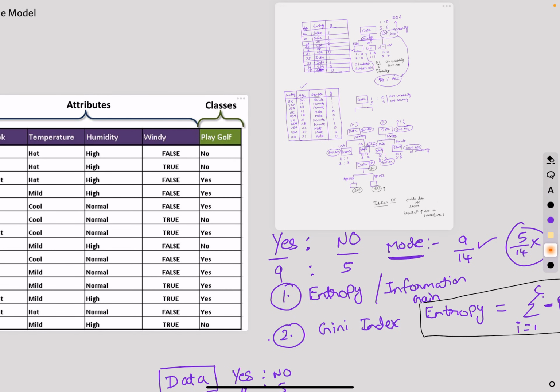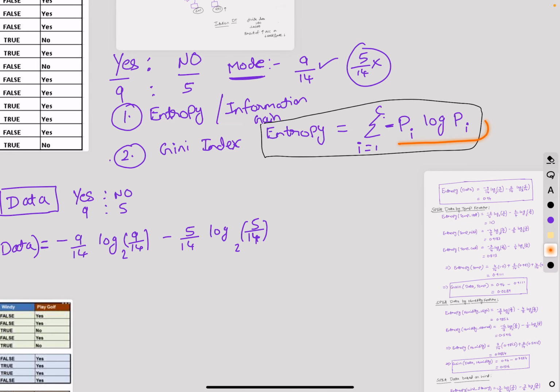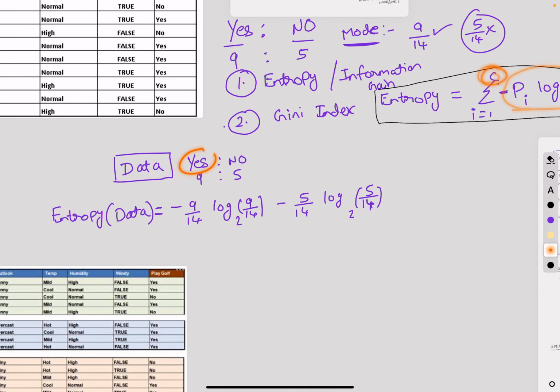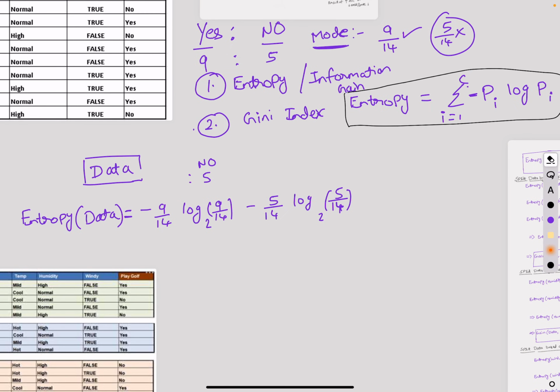When I look at the entire data set, I have 14 records. Of these, 9 belong to yes and 5 belong to no. That's exactly what I've written here. As per the entropy formula, it is P log P for all of the categories. How many categories do I have? In this case, 2 categories, yes and no. For the category yes, the probability is simply 9 by 14, so 9 by 14 into log 9 by 14 to the base 2, and then the summation for the other category, which is 5 by 14 log to the base 2 5 by 14.